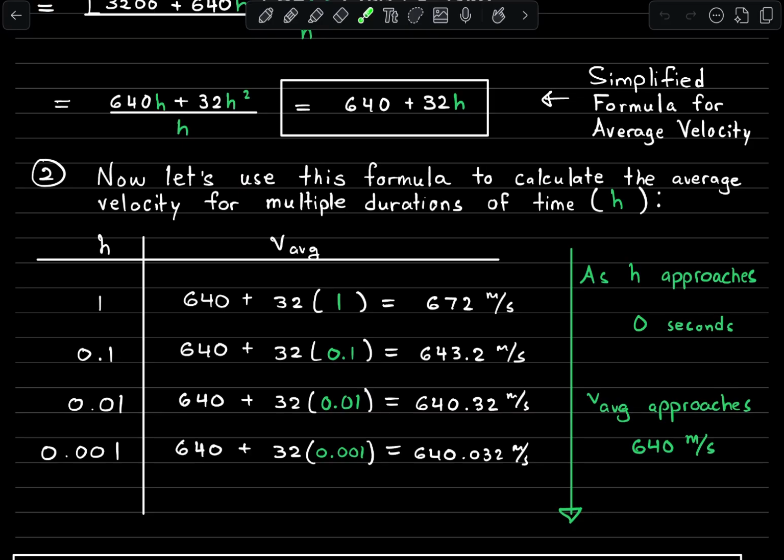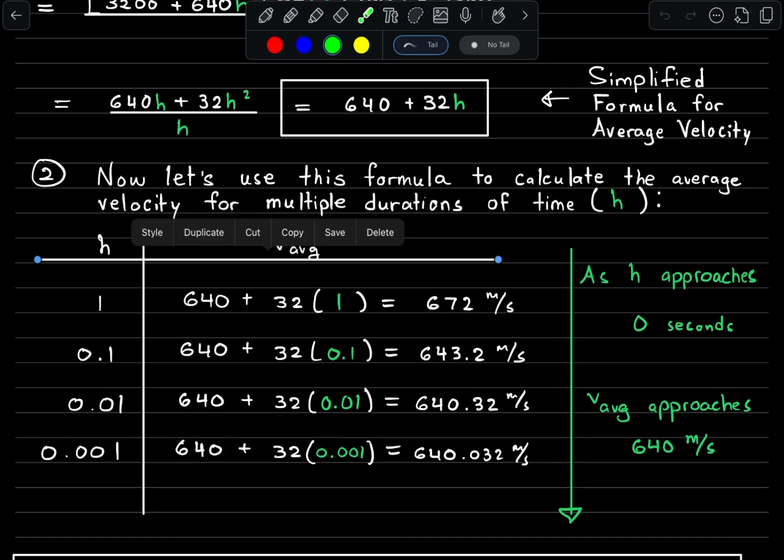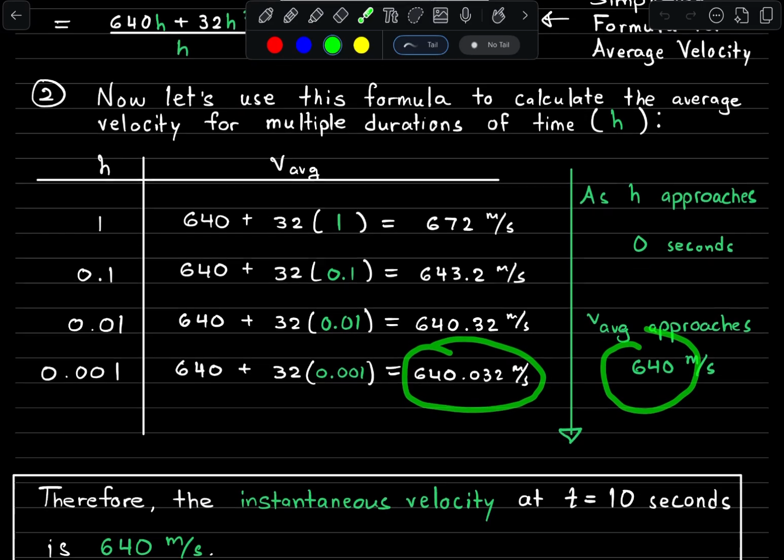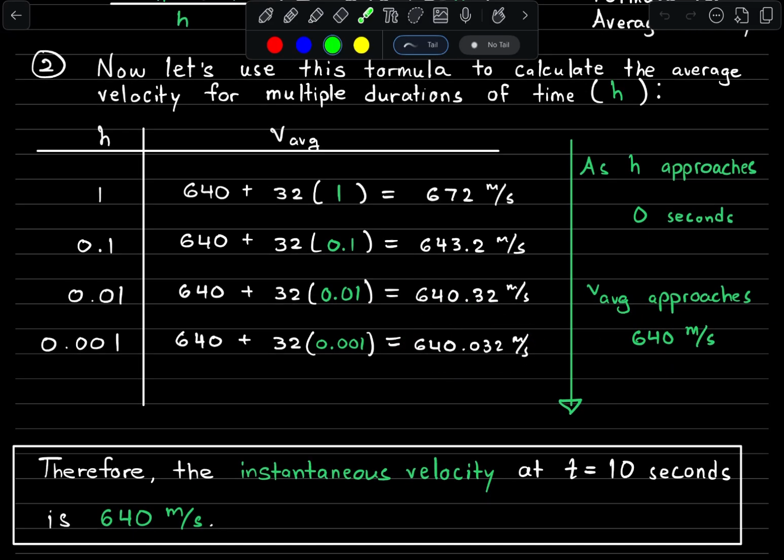And then we can see what's happening here: as we get to that duration of 0, the average velocity is approaching 640 meters per second. That's what it appears to be approaching here, right? So we're getting closer and closer to that 640. Okay, so what we would conclude in this case is the instantaneous velocity at t equals 10 seconds of this object is 640 meters per second. Okay, so we've done that using average velocities at multiple durations as an estimate.